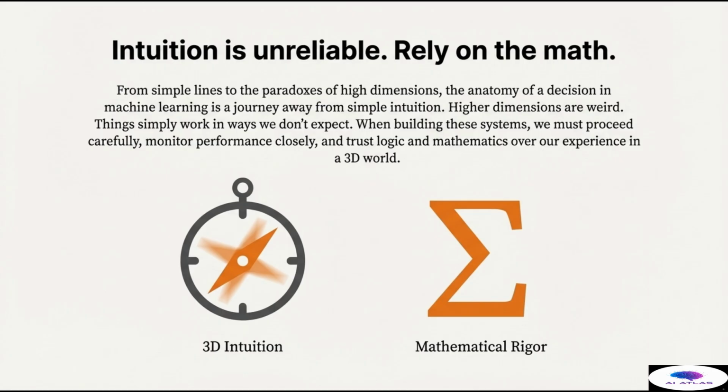Therefore, when building and deploying these systems, we must proceed with extreme caution. We must rigorously monitor performance, trust the logic and mathematics that govern these spaces, and always prefer empirical rigor over gut feelings. The success of modern machine learning hinges not on human intuition, but on the precise power of mathematical rigor.